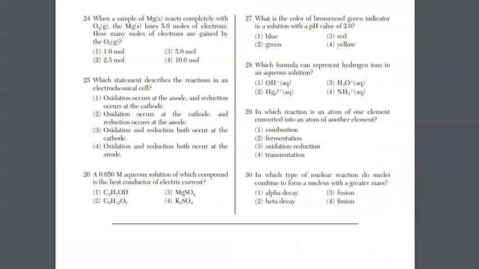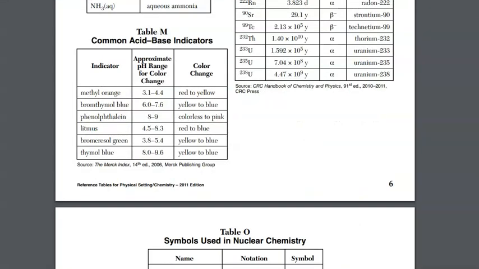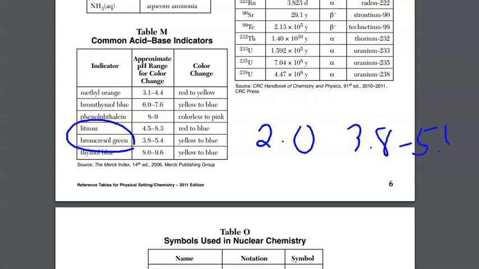Question 27. What is the color of bromocresol green indicator in a solution with a pH value of 2.0? Again, I have to go to the reference tables. I'm looking for the acid-base indicator reference table. Let's go ahead and do that. We're dealing with bromocresol green. pH was 2.0. When I read this table, the range for the color change is from 3.8 to 5.4. That is higher than 2.0, which means it was yellow.